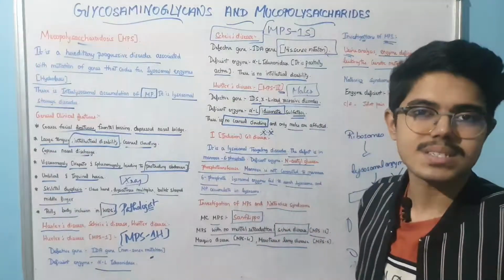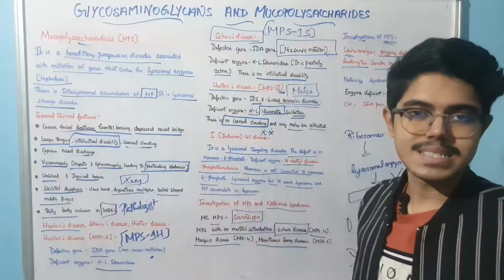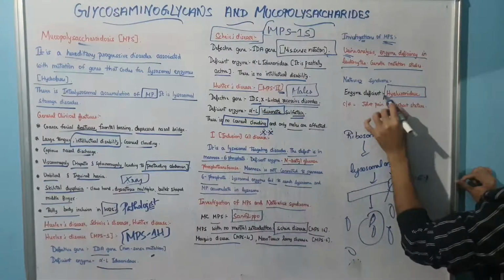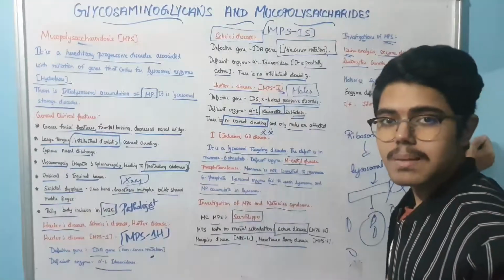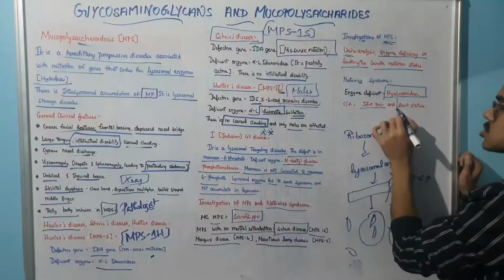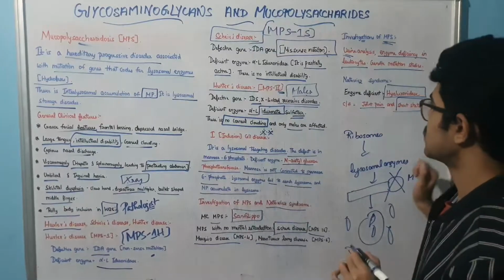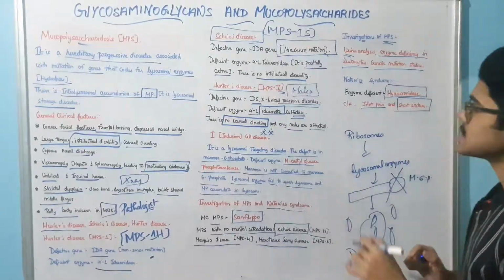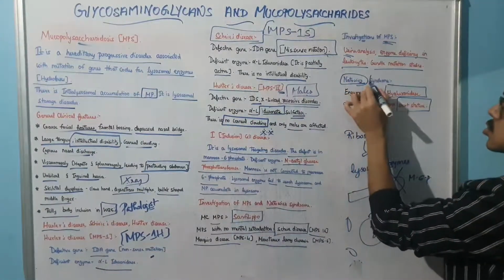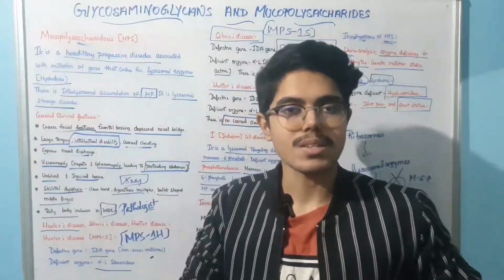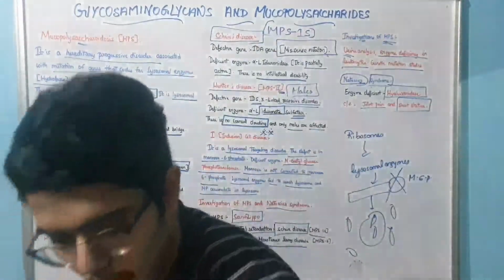What is this Natowicz syndrome? The deficient enzyme is hyaluronidase, and the patient will come to you with clinical features of joint pain as well as short stature. That's all. So the deficient enzyme is hyaluronidase, seen in Natowicz syndrome. So this is about the glycosaminoglycans and mucopolysaccharides.